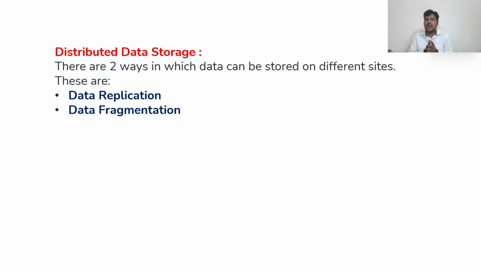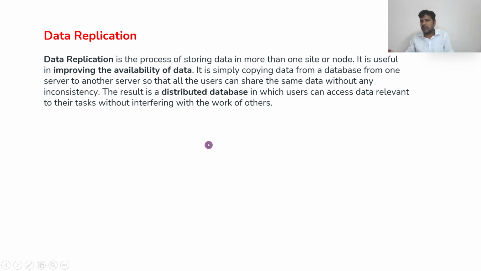For example, I have a table containing 200 rows. I divide the table into four parts of 50 rows and save each 50 in a different database. Whenever I try to access it, I connect all the parts and make them a single unit. That's called data fragmentation. Let us see in depth what data replication and data fragmentation are.